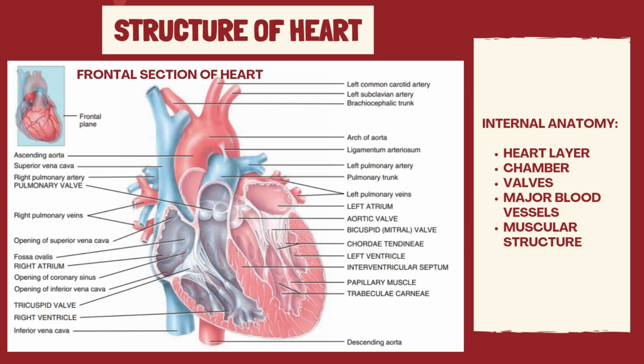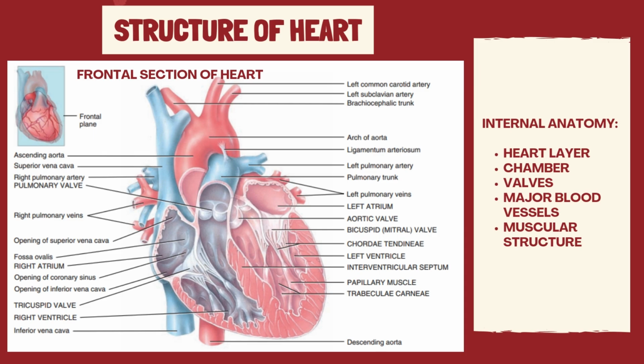The heart comprises four chambers: the right atrium and right ventricle, which receive deoxygenated blood from the body and pump it to the lungs via the tricuspid valve and pulmonary valve, and the left atrium and left ventricle, which handle oxygenated blood from the lungs and pump it to the body through the mitral valve and aortic valve.